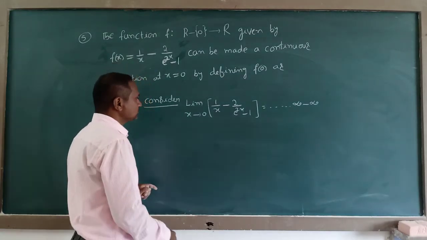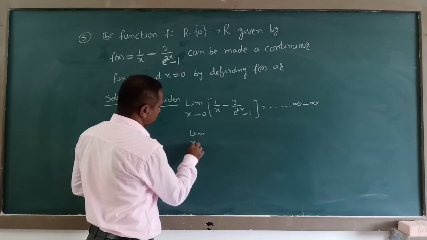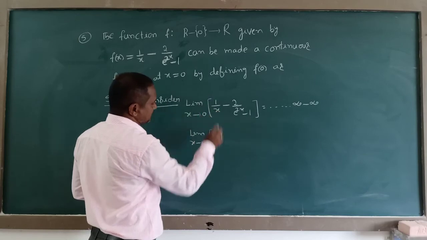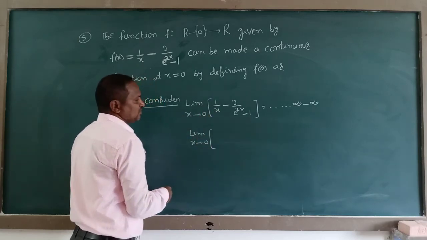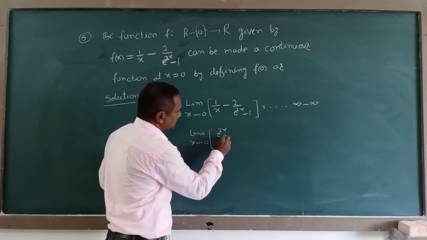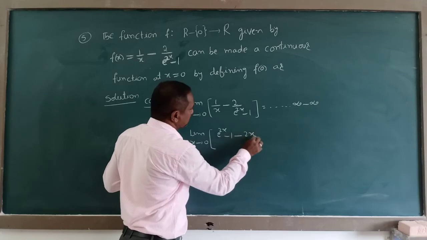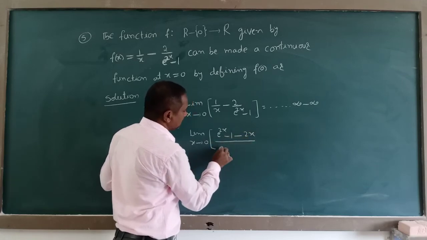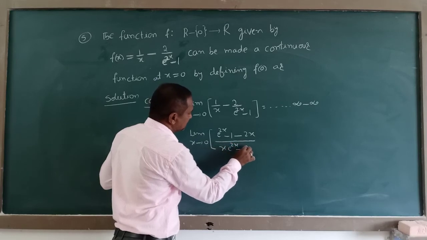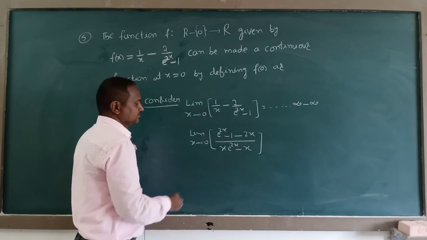L'Hospital rule means differentiation with respect to x of both terms. Here, limit x is tending to 0. Otherwise, you can simplify first like this: e power 2x minus 1 minus 2x, whole divided by x into e power 2x minus x. I have taken the LCM of these two fractions.